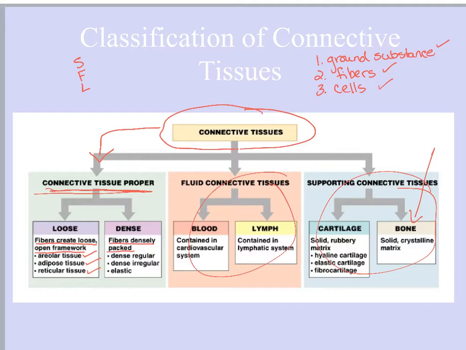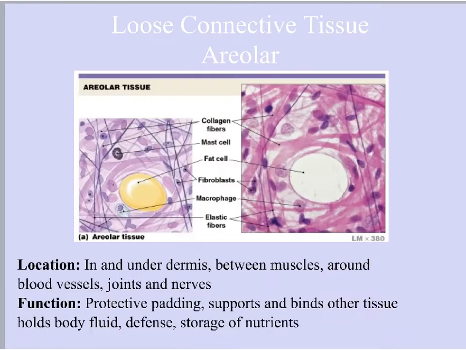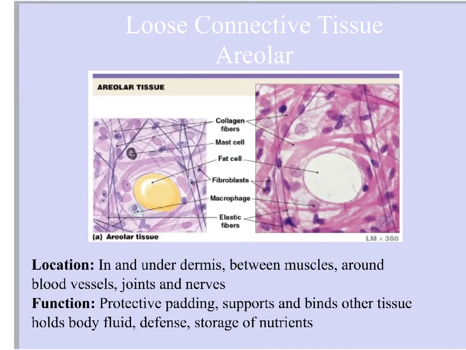So what we've just covered is loose connective tissue. That is this section right here. So now we're going to move on to dense connective tissue, this section. So we're still learning about connective tissue proper, okay? So let's go. So the first type of loose connective tissue we're going to cover is called areolar connective tissue. That's what you would call it, or you can call it areolar tissue.